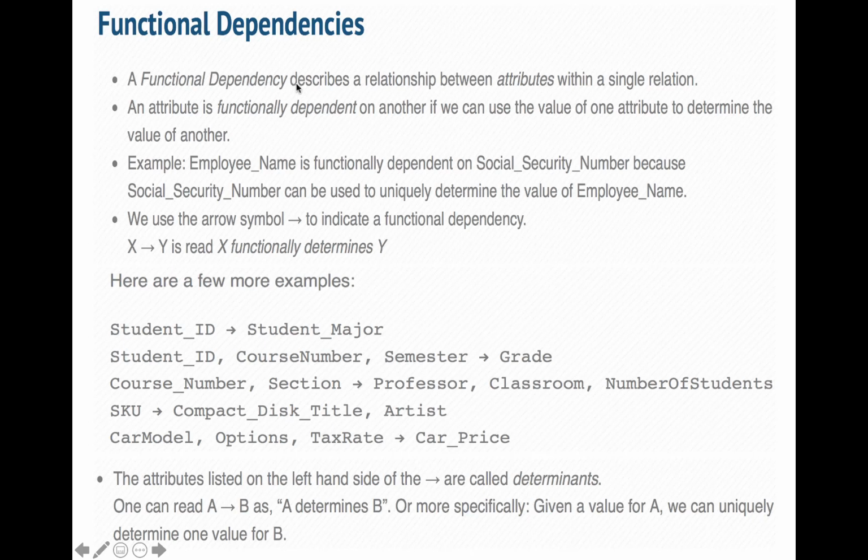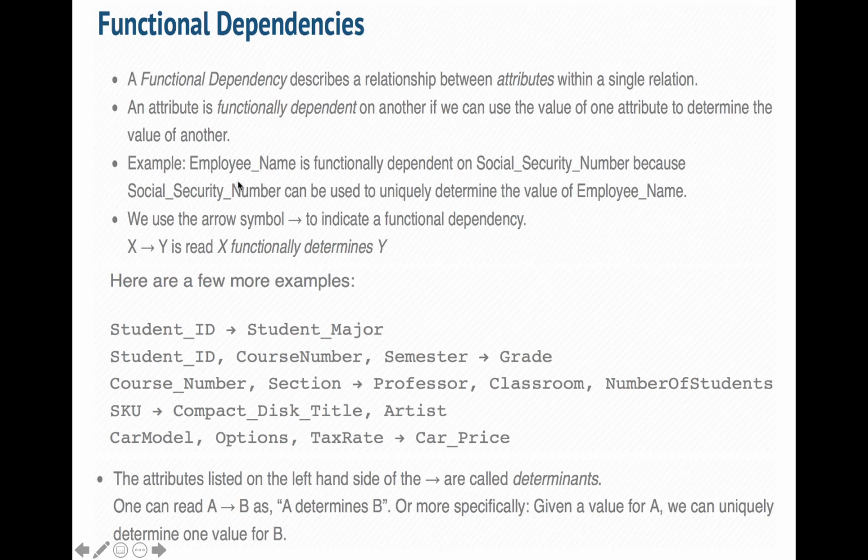So what's a functional dependency? It describes a relationship between attributes within a single relation. So all our normalization is done on single relations. I have a relation, I have a table, and I find a problem in this table, and then I split it into more tables. So we're taking one relation at a time, and in functional dependencies also we take one relation at a time.